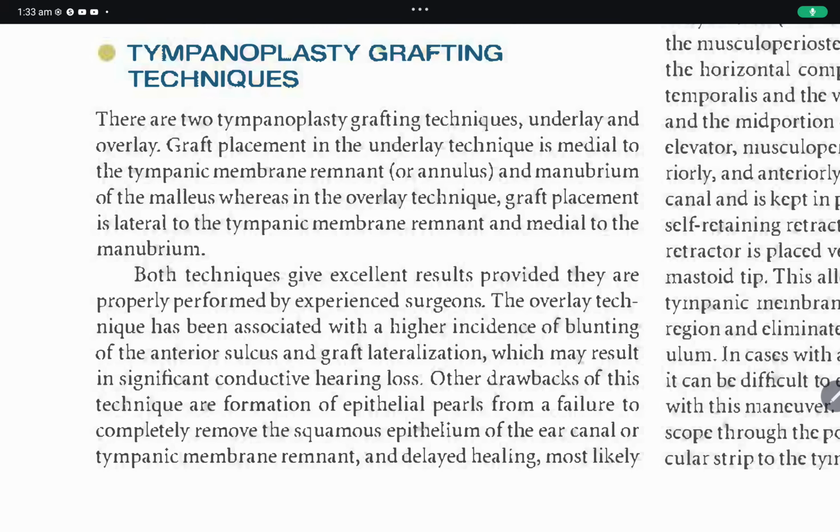Surgery of the Ear by Glasscock and Shambaugh. Chapter 28, Tympanoplasty: Tympanic Membrane Repair.